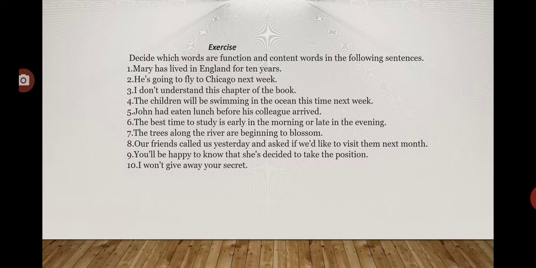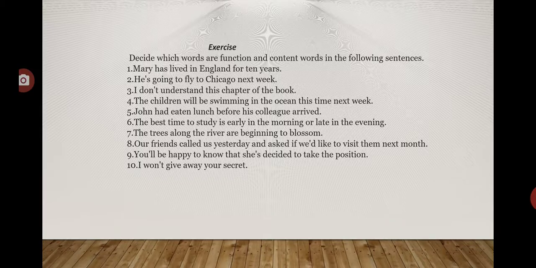I told you already, content words are always highlighted. It's always an important part of our communication. It always highlights because it contains an idea. But at the same time, function words help us to manage the grammatical relationships in a sentence, for example prepositions, articles, and all.